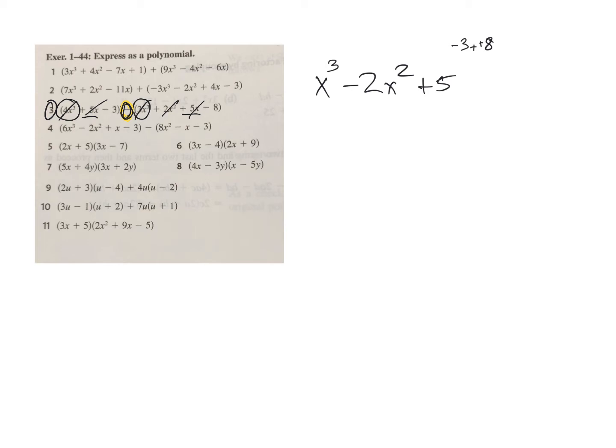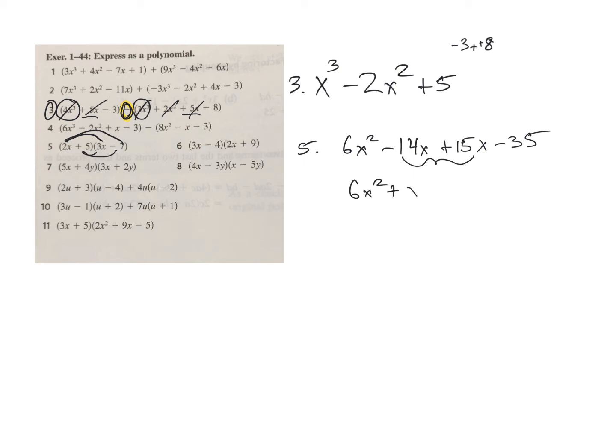All right, number 5. Let's just make sure we can do the distribution, okay? So 2x times 3x is 6x squared. And 2x times negative 7 is minus 14x. Then you do the 5. Positive 5 times positive 3x is 15x. And positive 5 times a negative 7 is negative 35. And then we have like terms here. 6x squared plus x minus 35.